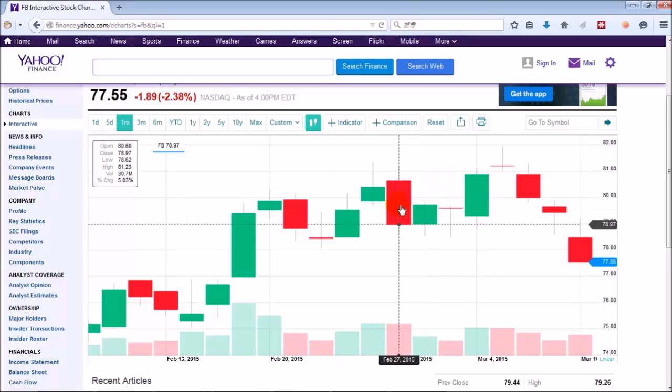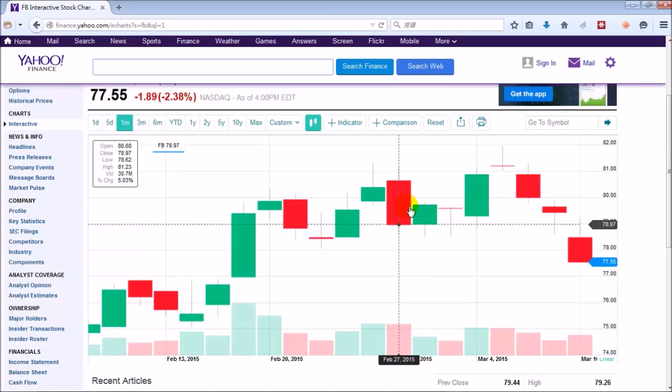So here's a good example. The red candlestick has a green candlestick following it that's inside it. It overlaps with the red candlestick. But you're going to notice that the closing price on February 27th is not exactly the opening price on March 2nd. Not exactly. So what that means is every day there's a gap, basically.